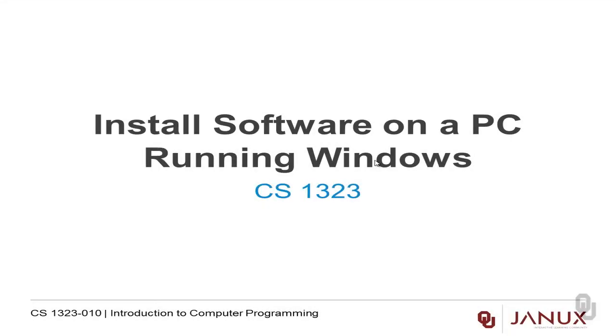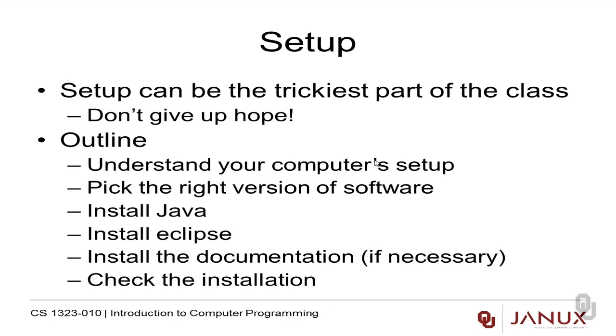Let's install software on a PC running Windows. Now, setup can be the trickiest part of this class. Don't give up hope. Here's the outline of what we're going to do. First, you need to understand your computer's setup. You need to pick the right version of the software, install Java, then install Eclipse, then install the documentation if this is necessary, and check the installation. We'll go through these steps one at a time.